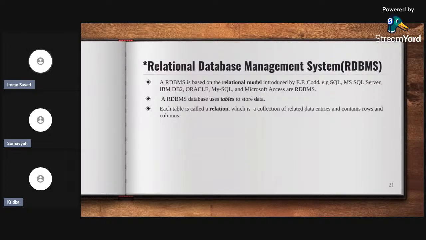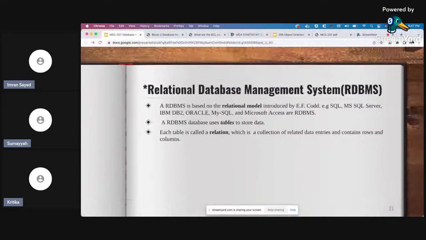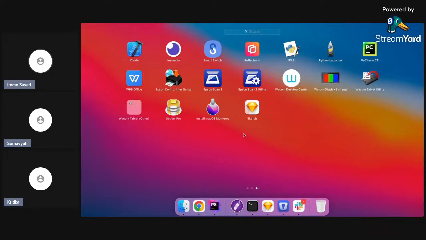You already know what a table looks like. You have rows and columns. Similarly, data is stored in the form of a table. You have rows and columns. Let me just quickly open and show it to you how it looks.